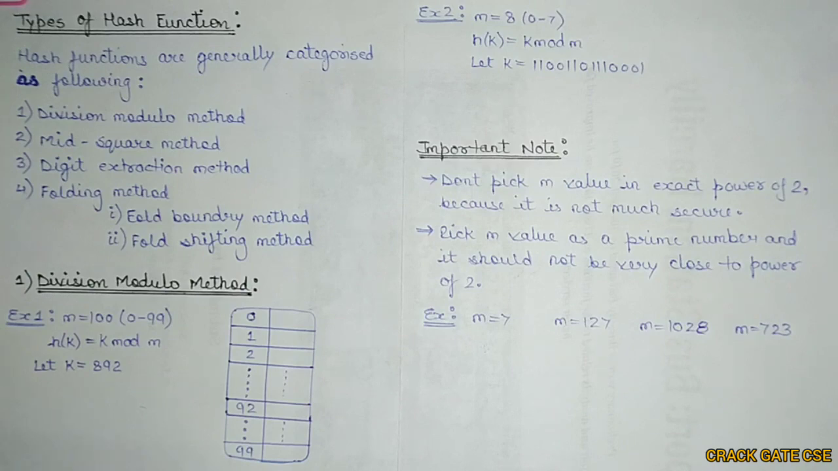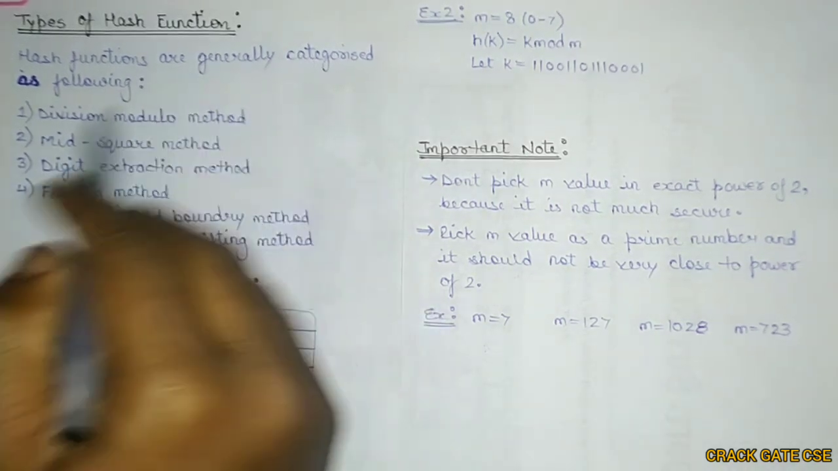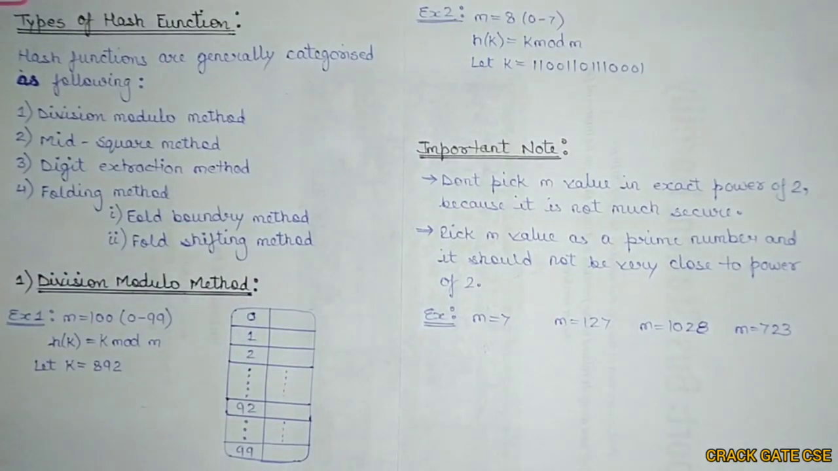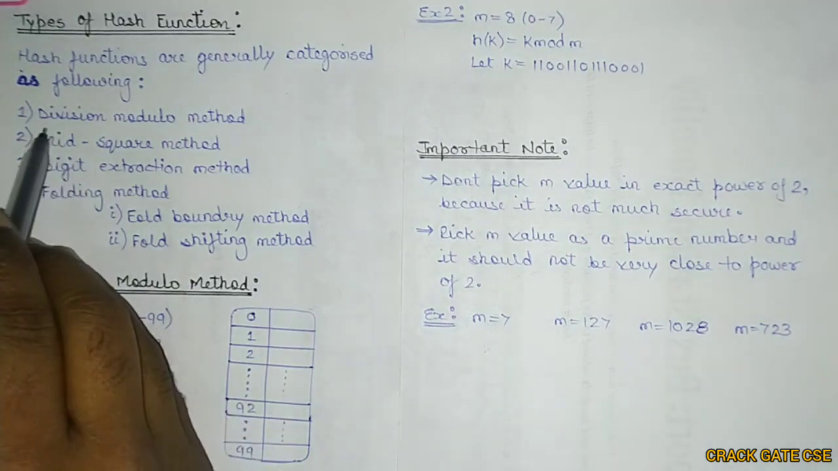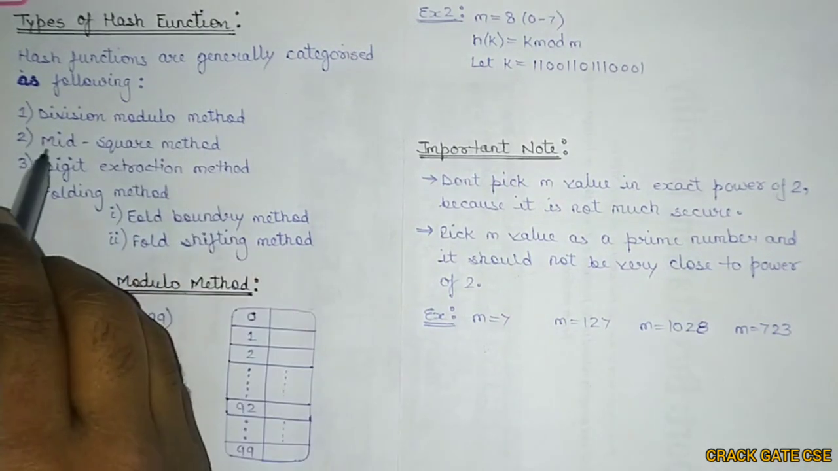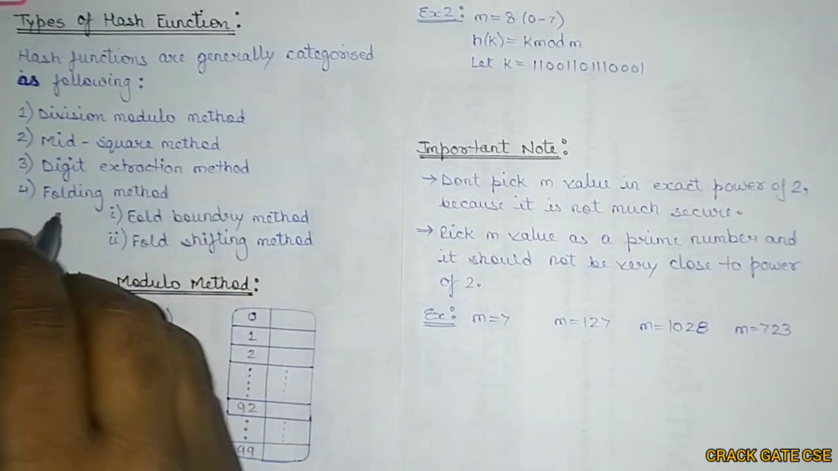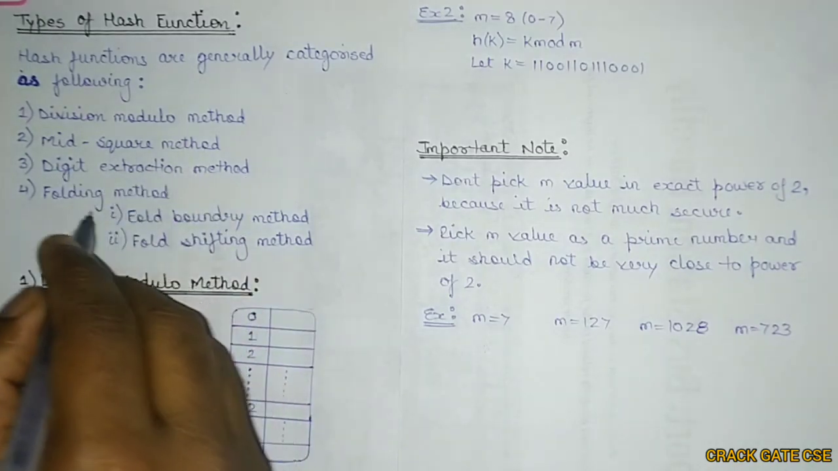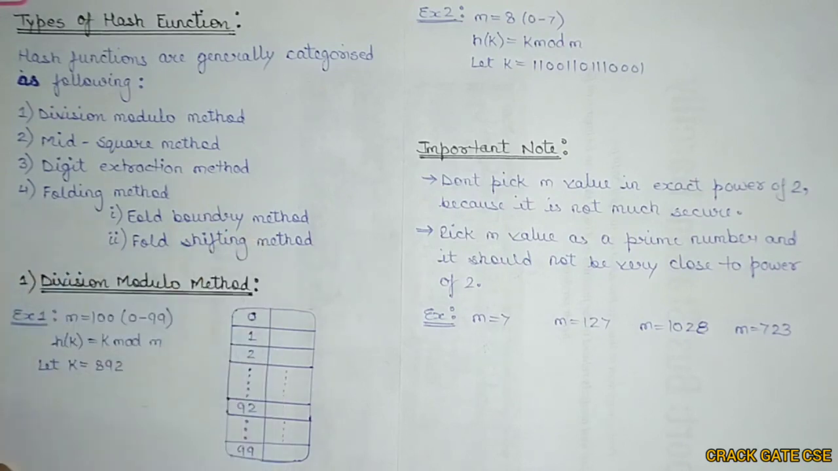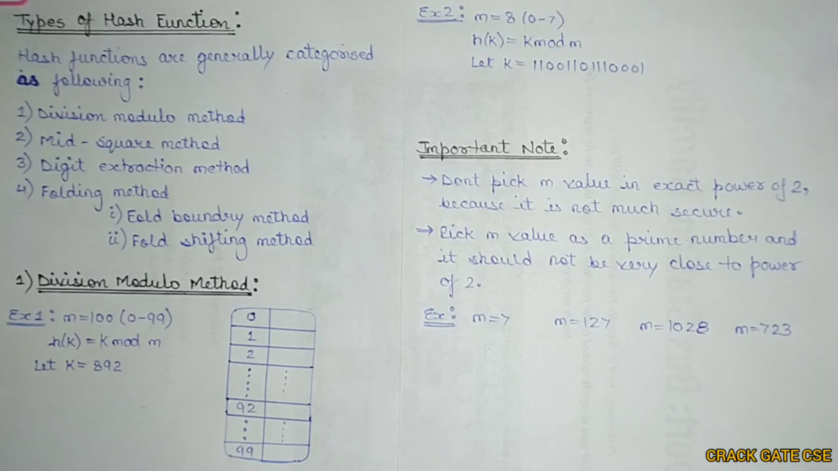So now let's start with the types of hash function. The hash functions are generally categorized into four different categories. First one is division modulo method, second one is mid square method, third one is digit extraction method, fourth is folding method, and this folding method is further categorized into these two types, right? Now we'll be understanding each method one by one.